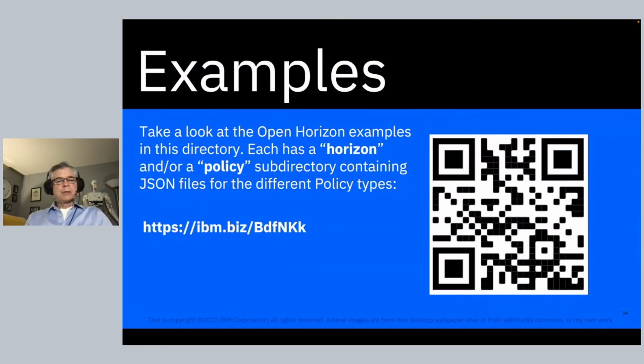If you'd like to see some examples of the policy mechanism, you can take a look at the Open Horizon examples. Each one has a horizon directory or a policy directory that contains the JSON files for different policy types. And also, typically, the examples contain a software deployment pattern, so you can see those examples. And here's a link to get you started there.